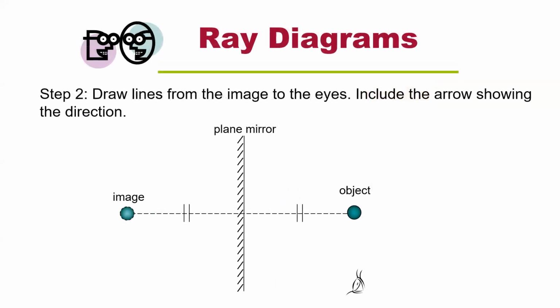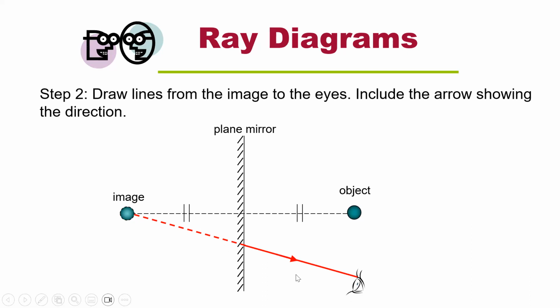Next step. After I've drawn the line, your eye is looking at the image. Your eye sees the image inside the mirror, and you know that light always travels in a straight line. So the next ray will be from the image straight into the eyes. Again, behind the mirror is all dotted because it's in the virtual world. And in front of the mirror, it will no longer be in the virtual world, it will be in the real world. So it's a bold line to represent light ray. Arrows must be going into the eyes.